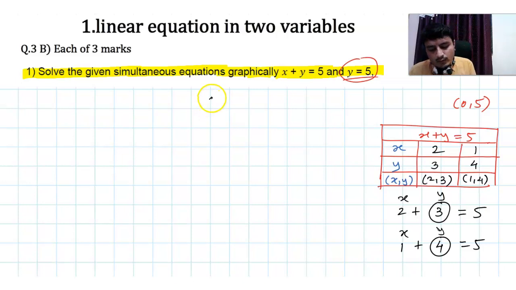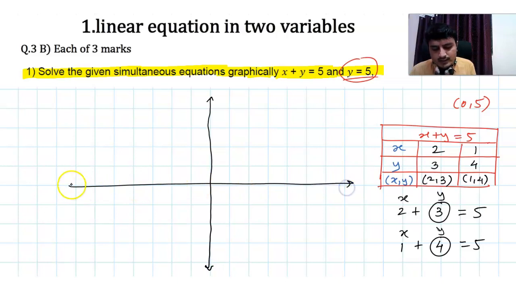Now let's construct the coordinate system. The vertical axis is called the y-axis, while the horizontal axis is called the x-axis. We write x, x dash, y, y dash. You may have positive x, negative x, positive y, negative y. Both axes are perpendicular to each other. The point of intersection of them is the origin O, having the coordinate (0, 0).